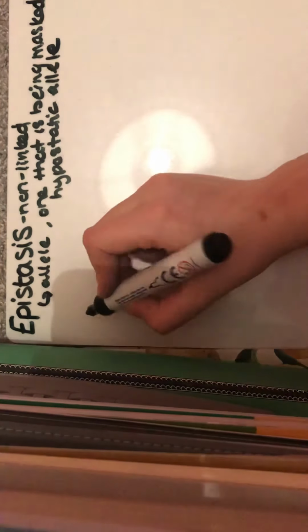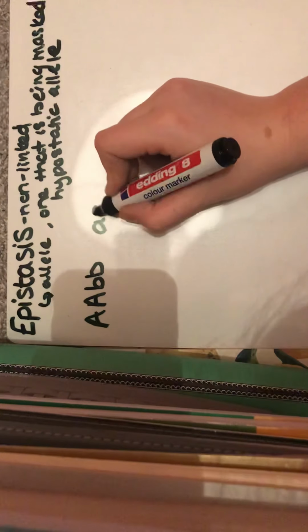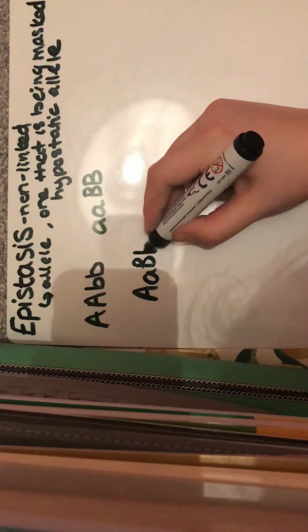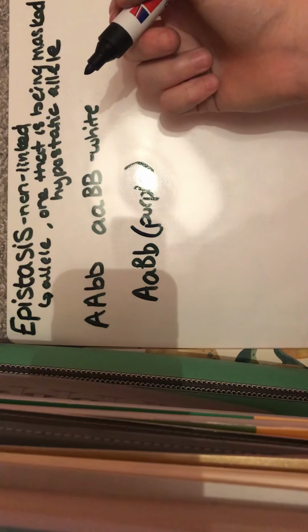The pure breeding pink flowered variety has the genotype capital A, lowercase b, lowercase b. And if that was crossed with a pure breeding white flower, which is lowercase a, lowercase a, capital B, capital B, all the first generation offspring would be purple flowers, and their genotype is capital A, lowercase a, capital B, lowercase b. They're purple. These are white. These are pink.